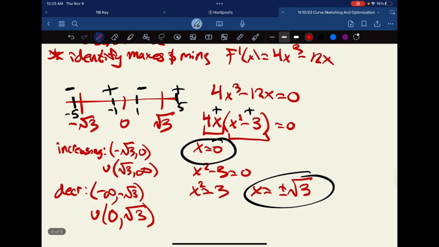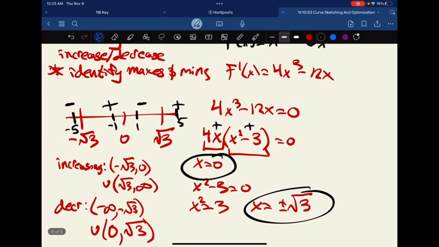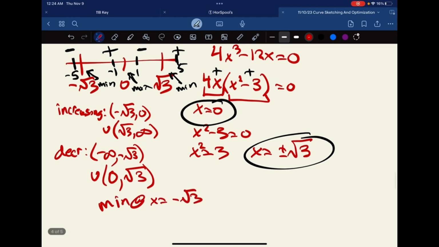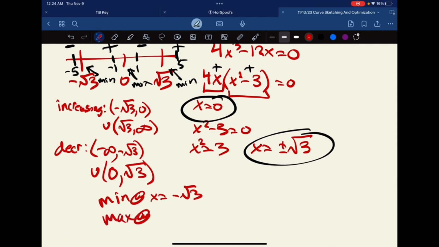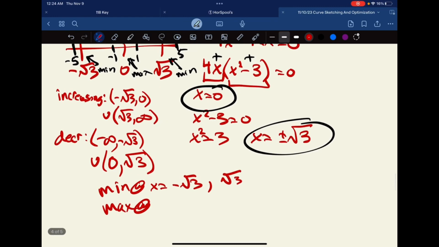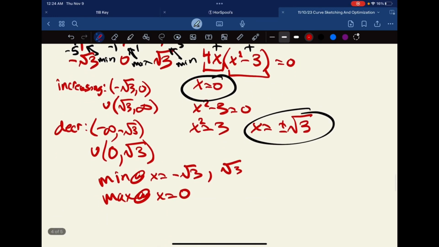We're all done there. So now we just need to pick out our maxes and mins, which we've really already done the work for. When we go from decreasing to increasing, we have a minimum. And when we go from increasing to decreasing, we have a max. And then if we go from decreasing to increasing, we have a min again. So we have two mins, at x equals negative square root 3 and x equals positive square root 3, and then we have a max at x equals 0. All right, great.